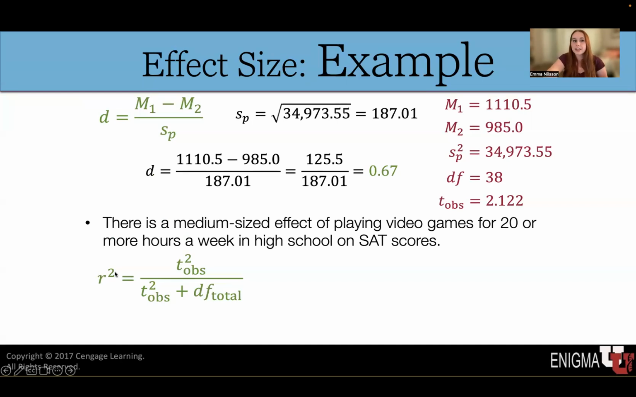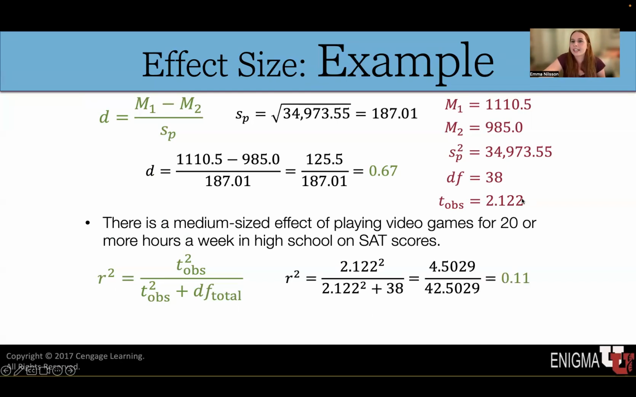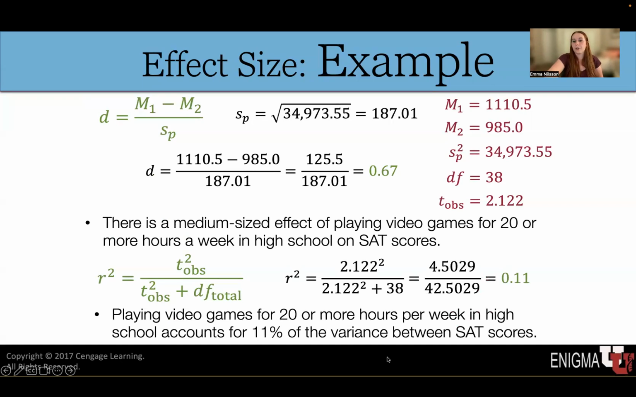We can also calculate effect size with our R squared value. And we're going to do that by taking our t statistic squared in the numerator, and then the t statistic squared plus the degrees of freedom in our denominator. And that's going to be 0.11, which is also a medium effect size if you look at the conventions for R squared. In other words, you could say playing video games for 20 or more hours per week in high school accounts for 11% of the variance between the SAT scores of the two groups.